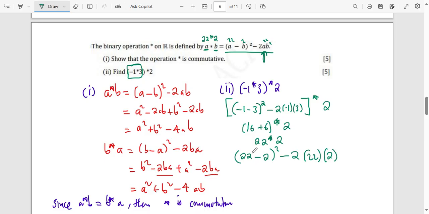All right. So 22 minus 2, that is a 20. But remember, it is raised to the power 2. Minus 2 times 22, that is 44, times 2, that is 88. And then 20 squared is a 400 minus 88. 400 minus 88, that is a 312. So that is the answer there. Does this make sense?